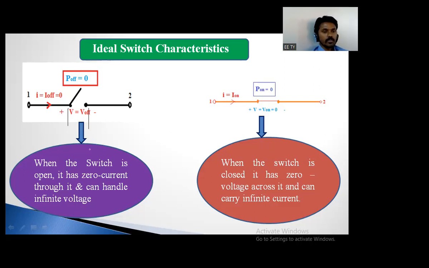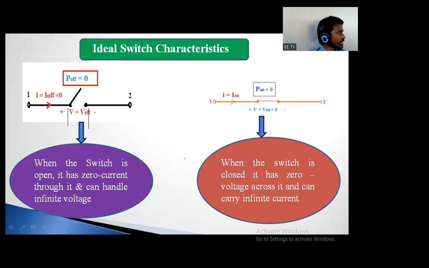So next one, when the switch is open, it has 0 current through it and it can handle the infinite voltage. Already discussed this point. And next, when the switch is closed, it has 0 voltage across it and can carry the infinite current. Clear? Okay, this is the ideal switches.